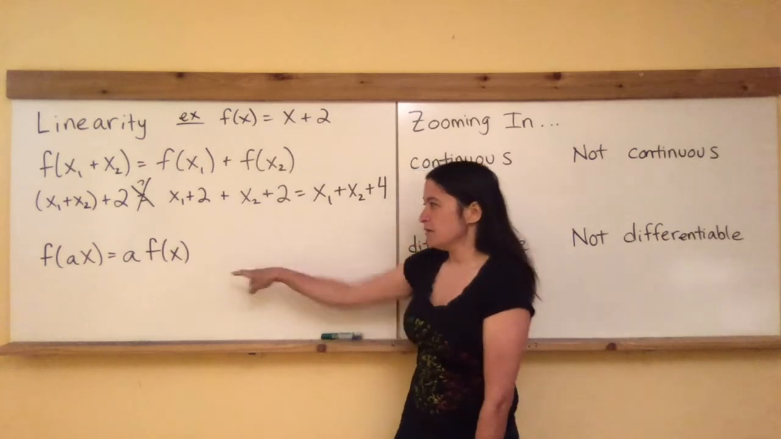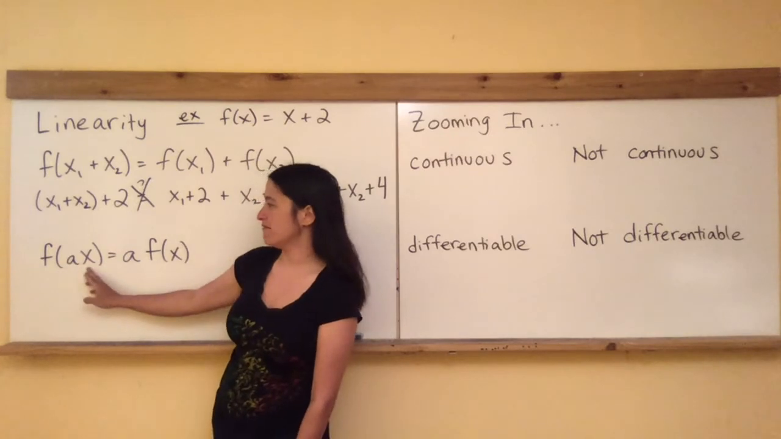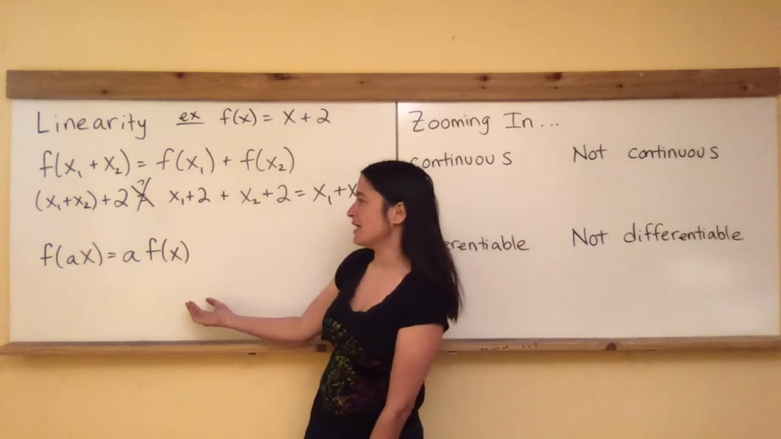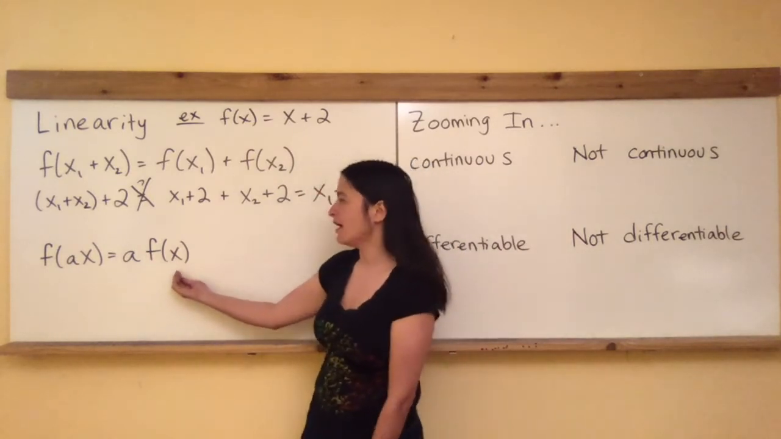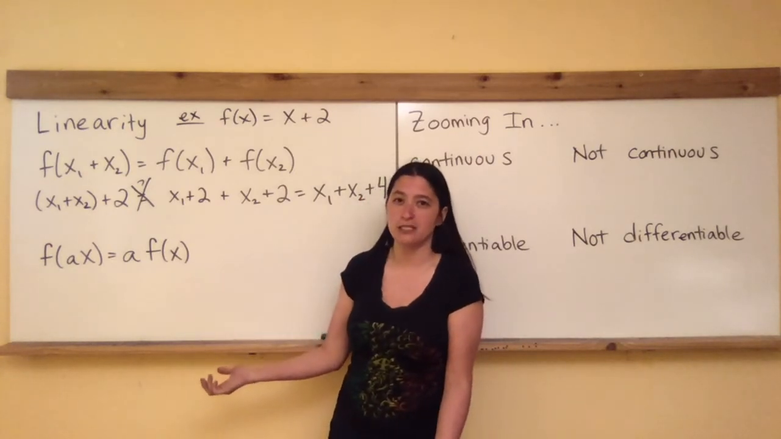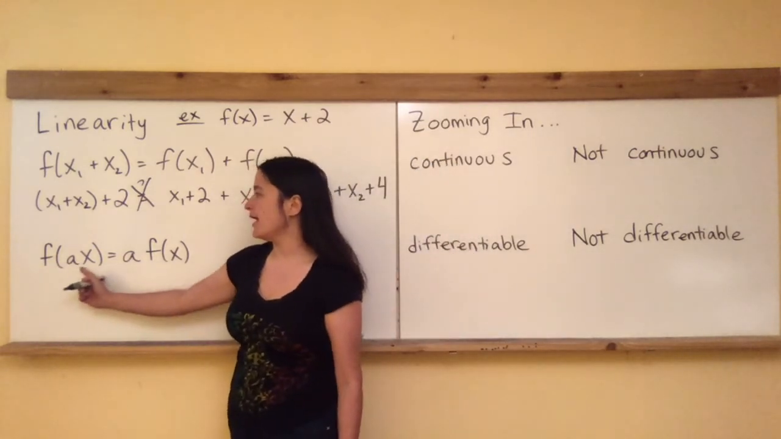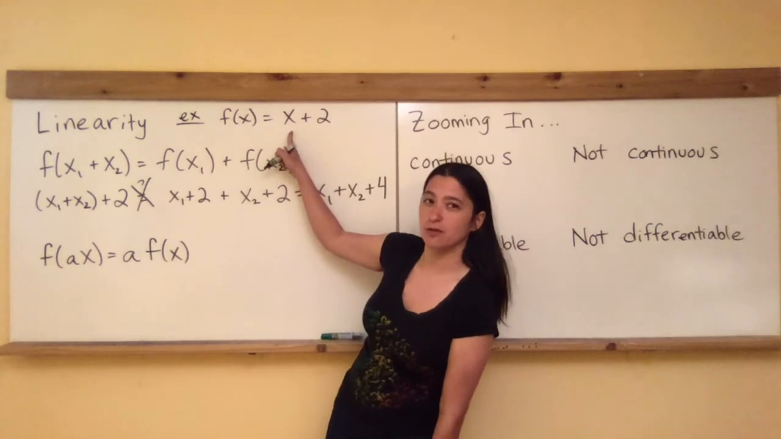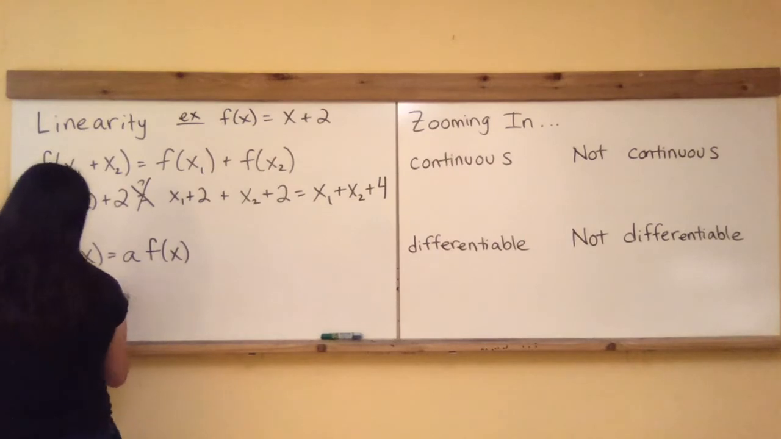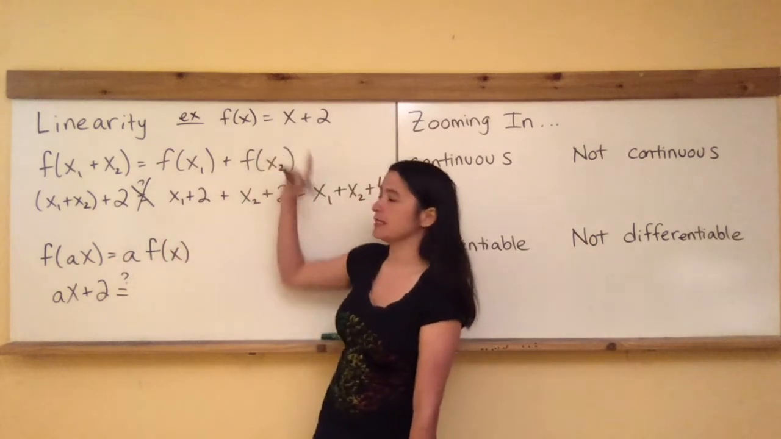What about this property over here, which says that if I evaluate an input where I've multiplied x by some constant, some scalar a, that's going to be the same thing as multiplying the scalar a times f of just x itself. Again, let me try out the plug and chug on both sides and see what happens. Just like before, if I'm doing f of ax, I'm just going to replace this placeholder for the input x with ax. So I'm going to get ax plus 2. That's what I get if I throw the ax into the x position there.